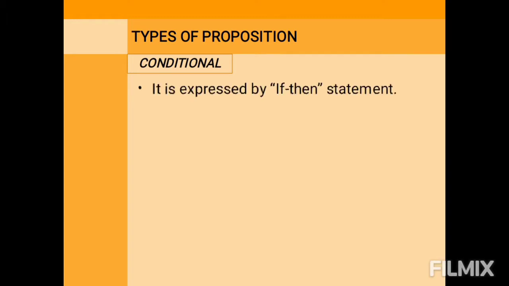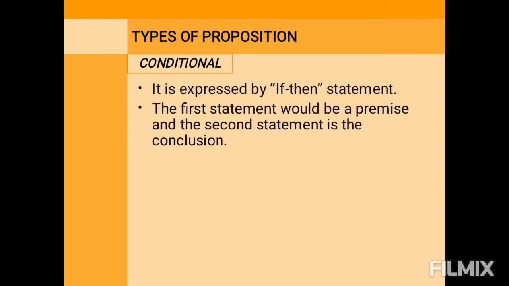And now we have conditional, our fourth type of proposition. It is expressed by an if-then statement. So when you take a look at a statement and it is in the form of an if-then statement, then we can say that that statement is a conditional statement. And the first statement is the premise, and the second statement is the conclusion.